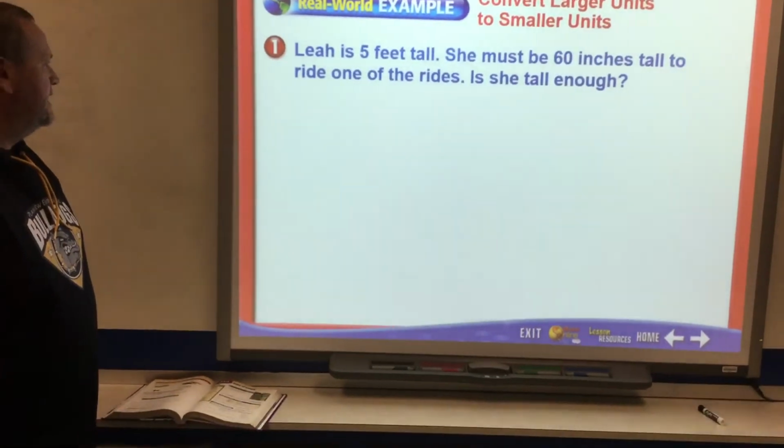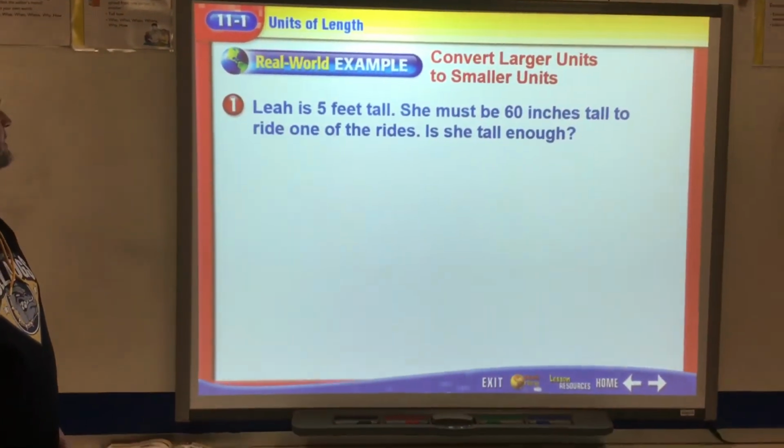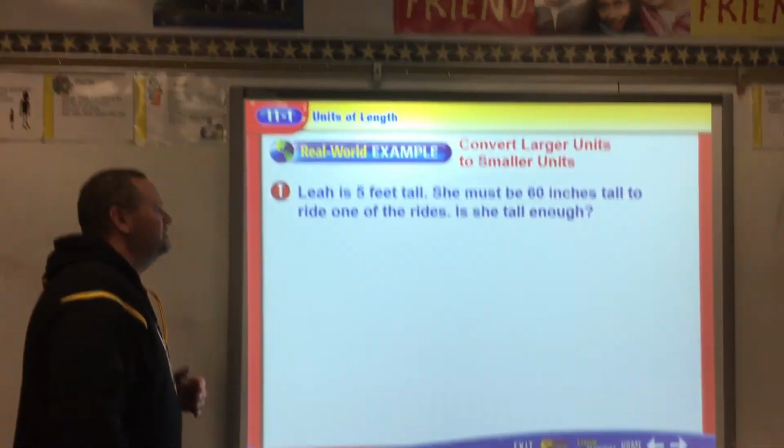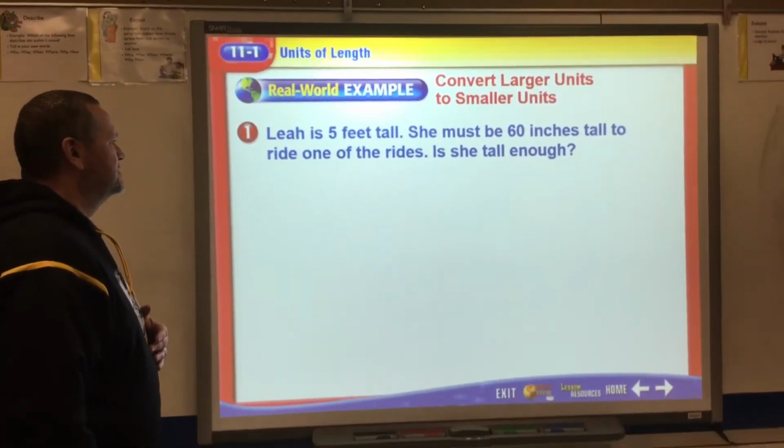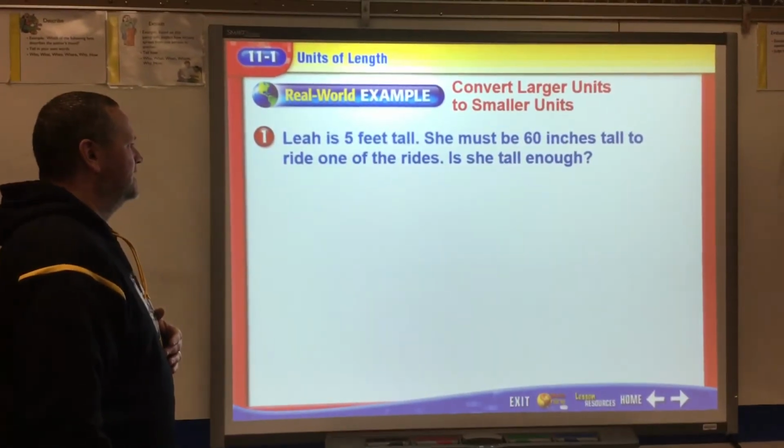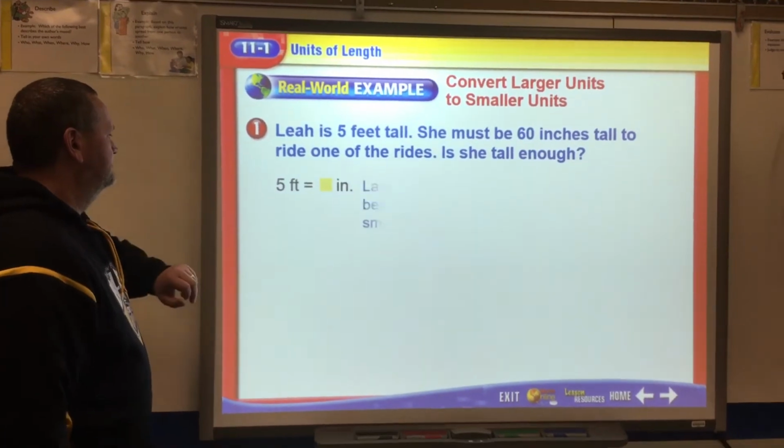Lee is 5 feet tall. She must be 60 inches tall to ride one of the rides. Is she tall enough?